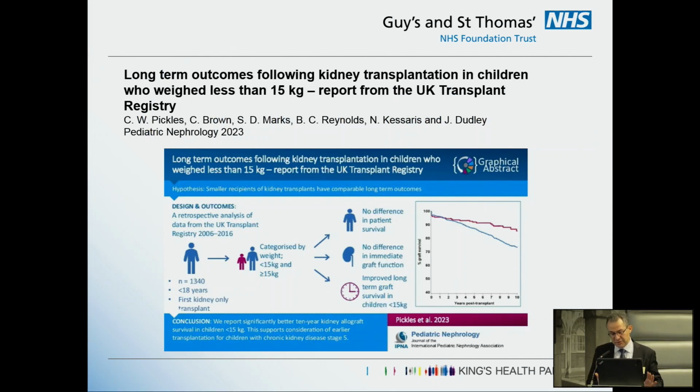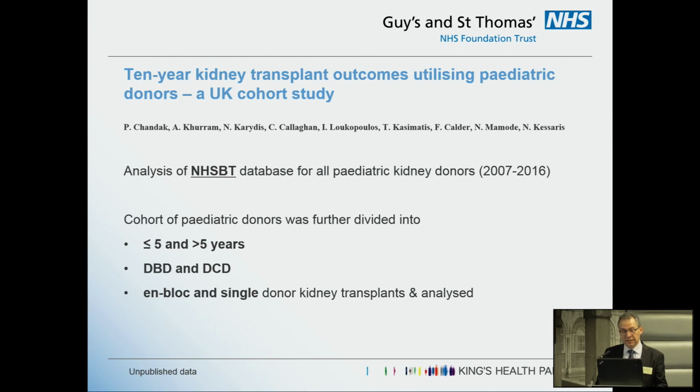We did the same or similar study in the UK, and out of some 1,340 transplants, we divided them into less than 15 and more than 15 kilograms in weight. There was no difference in patient survival and no difference in immediate graft function, but there was improved long-term graft survival in kids with a weight of less than 15, because there was more kidney mass.